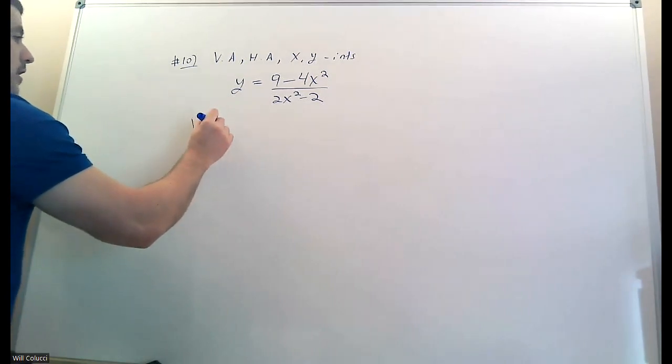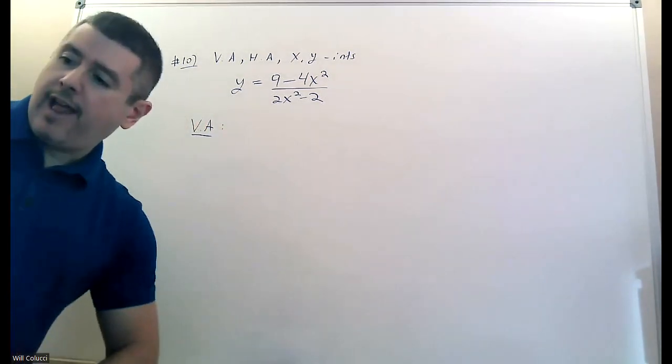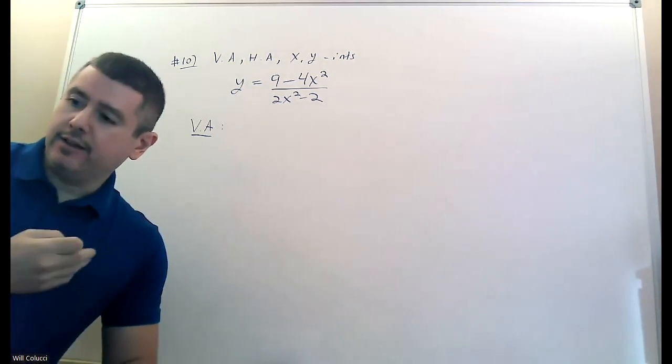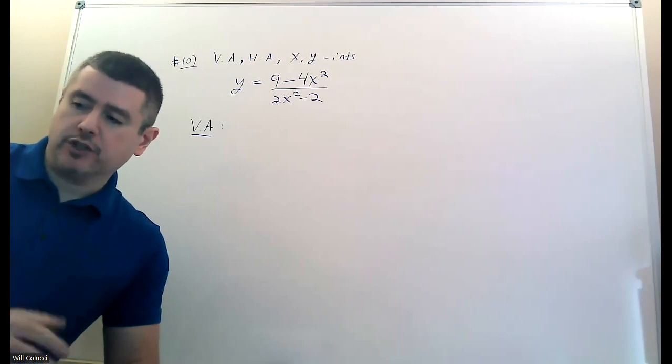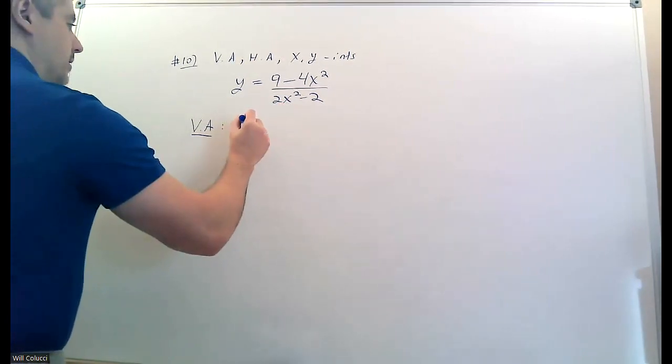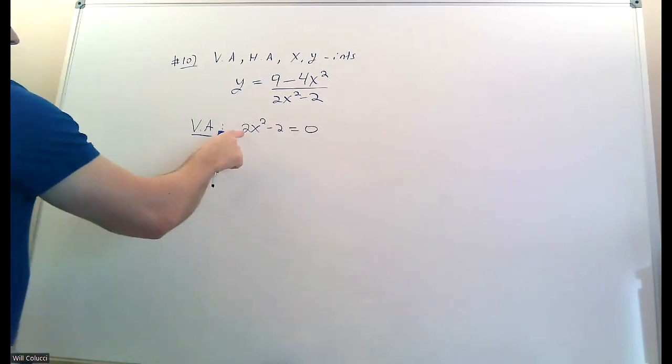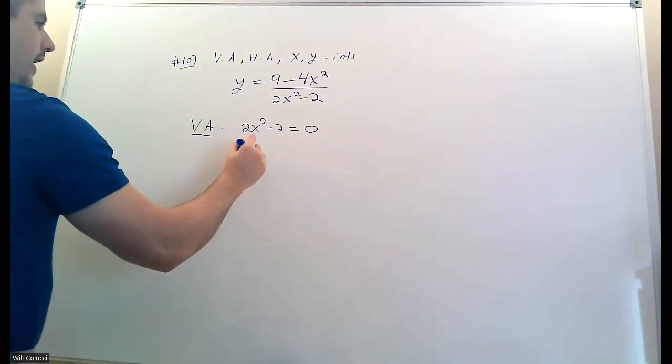The VA, remember what the vertical asymptotes are. They are vertical lines that represent the freaks that break the function. So you take the bottom and set it equal to 0. You may as well just get rid of this 2, right? Factor the 2 out.